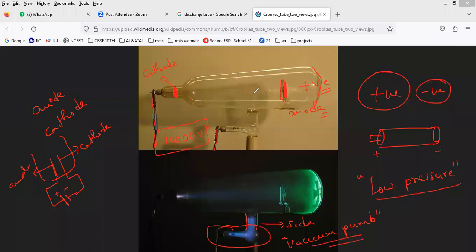Common examples of discharge tubes: if you go to hospitals and they take an X-ray, the X-ray tube is a common discharge tube. Or you might have CFL bulbs. Do you remember CFL bulbs? Compact fluorescent lamps, we will say. In our home, we have CFL bulbs. Now we are using them.